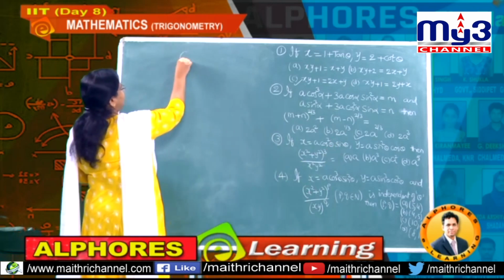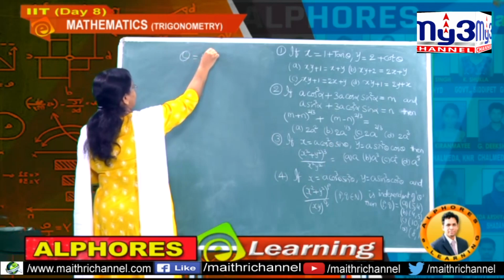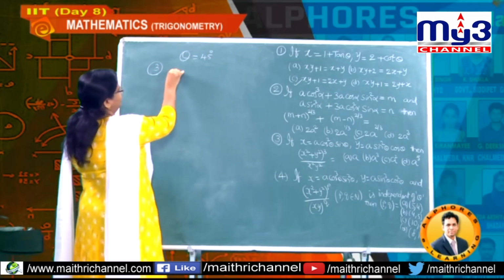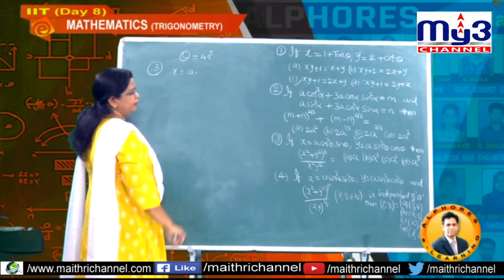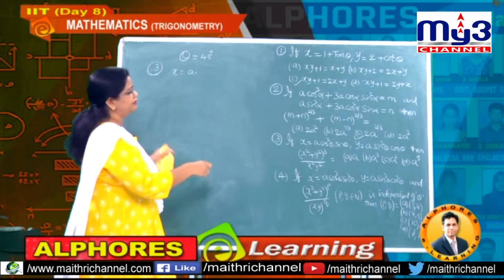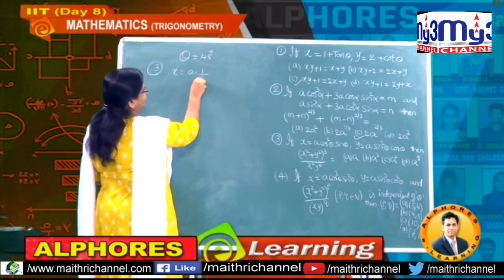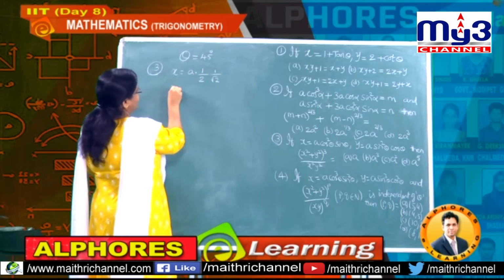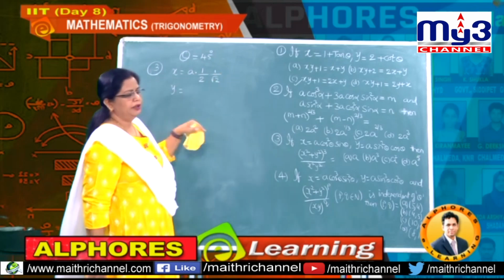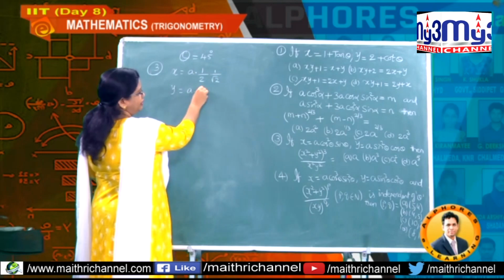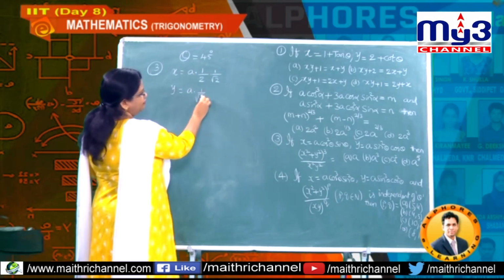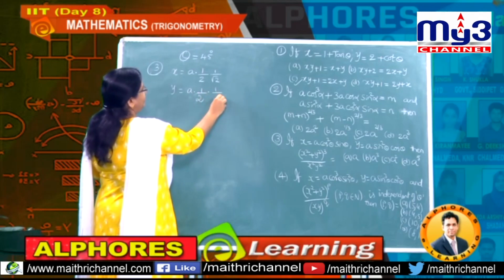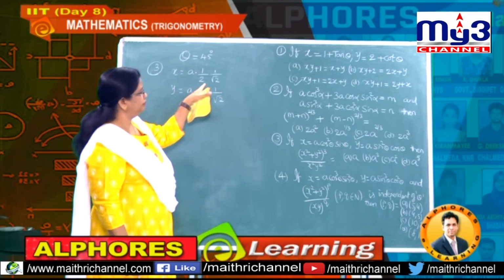So students, let us take theta as 45 degrees for the third problem. Then x equal to, what is the value? a into 1 divided by root 2 whole square. 1 by root 2 whole square means what is the value? 1 by 2. And again this is 1 by root 2. And next y equal to, what is the value? a into the same value you will get, because sin and cos have the same values. This is 1 by 2 and next this value is 1 by root 2. So finally what value you got?